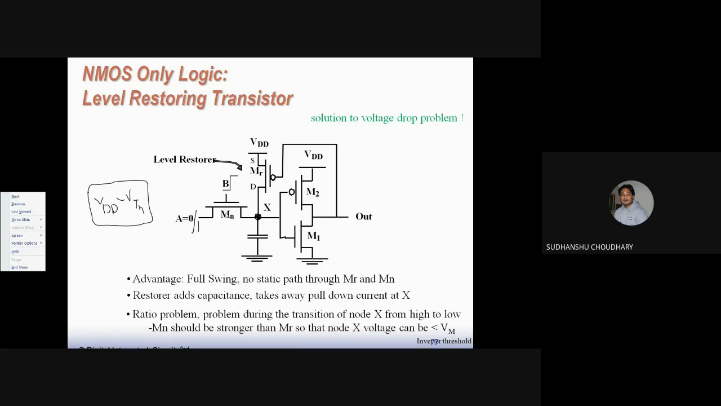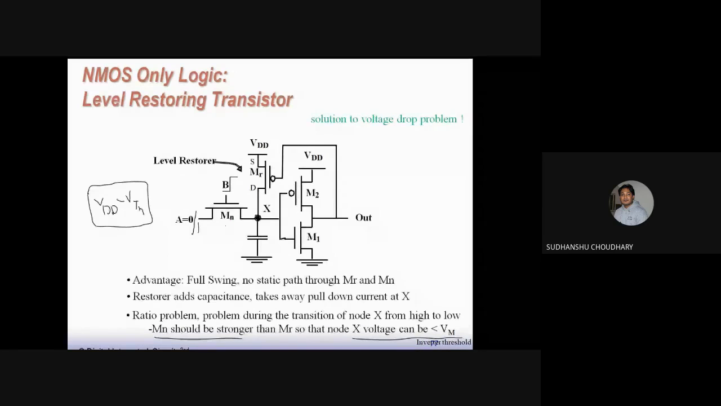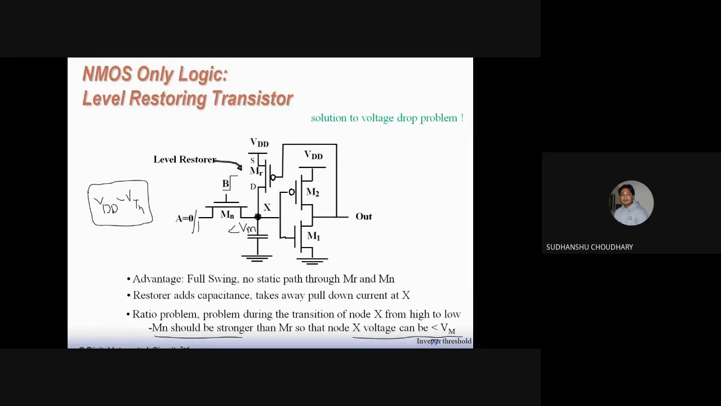If the restorer is stronger than MN, then this node X can never be brought down to zero. So to make the X node come to zero, one should use transistor ratios where the level restorer MOSFET's size is smaller than the size of transistor MN. That is, the level restorer should be weaker than MN. How much weaker? MN should be that much stronger so that the potential at the node X is less than or equal to VM, the switching threshold of this CMOS inverter. The potential of this node should be less than the switching threshold voltage at least. Then only the output can be ensured to be full VDD, or full one.